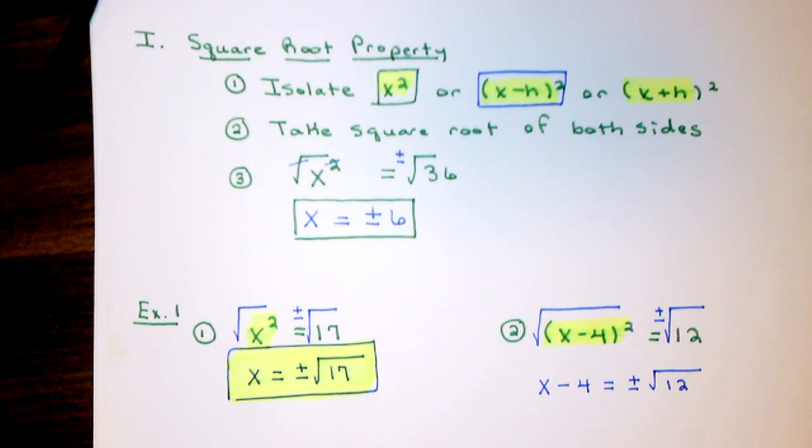Now, remember the goal is to isolate your x. So right here, I have an x minus a 4. So I'm going to have to add the 4. Then I'm going to add it to the other side. These two are going to cancel. Make sure you put that number in front of the plus or minus.